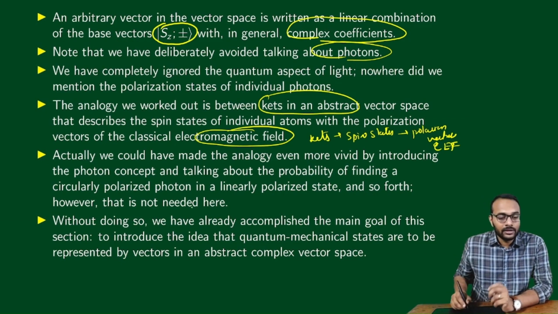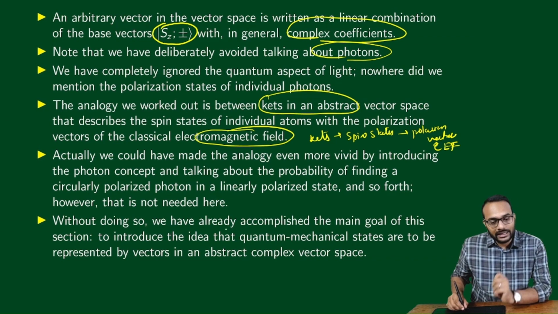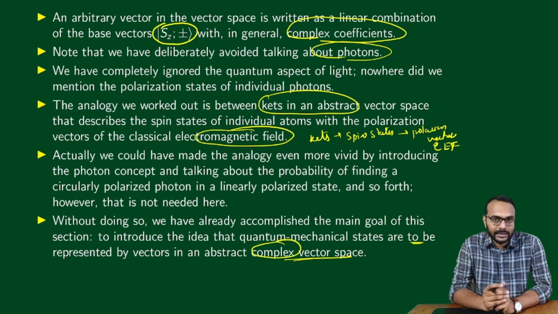We didn't need that. What we have realized here is that we accomplished the main goal of this section: to introduce the idea that quantum mechanical states are to be represented by vectors in an abstract complex vector space. All right, so this was our duty. This was our mission when we started with the Stern-Gerlach experiment. Our mission was to find some sort of mathematical framework that would describe quantum mechanical systems.